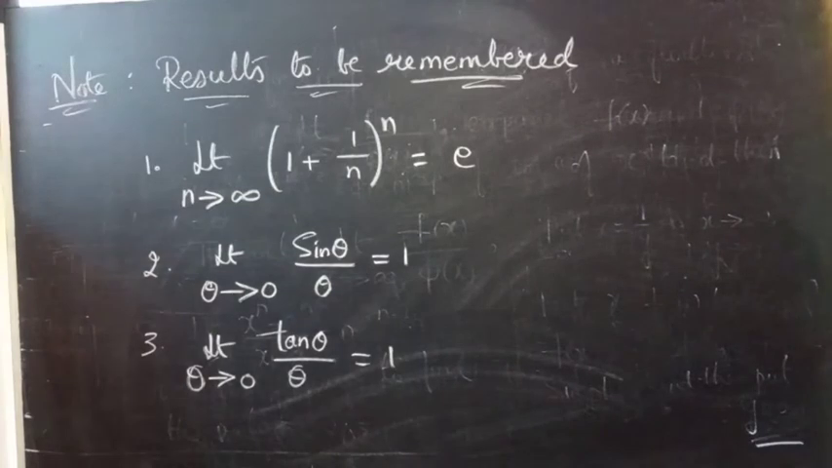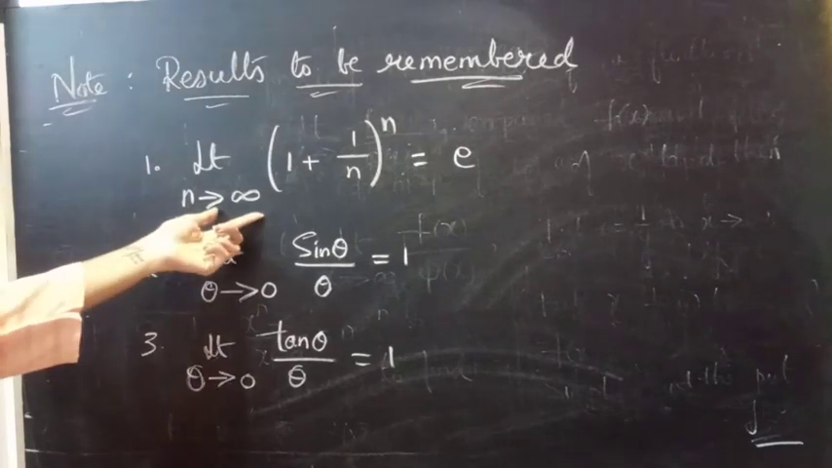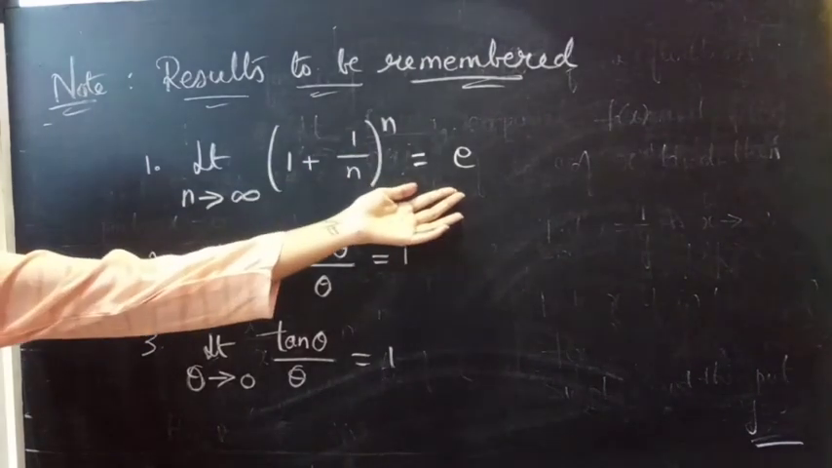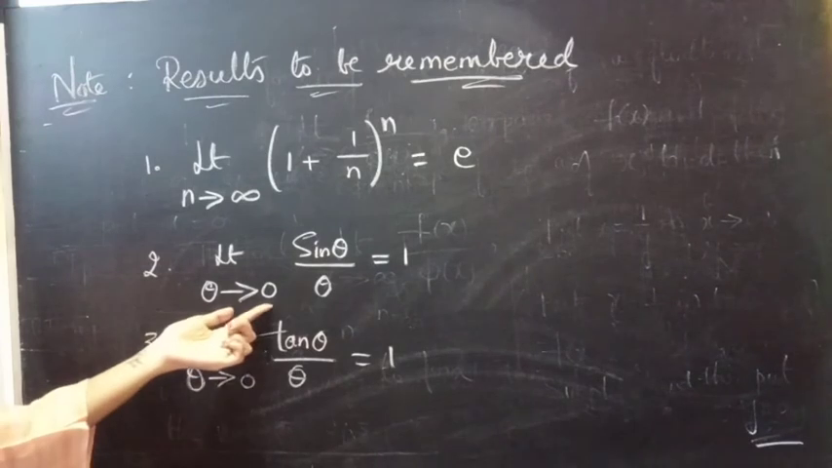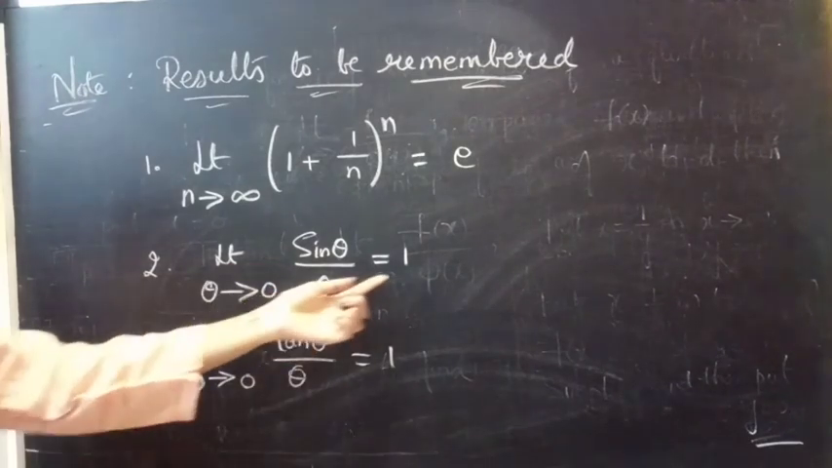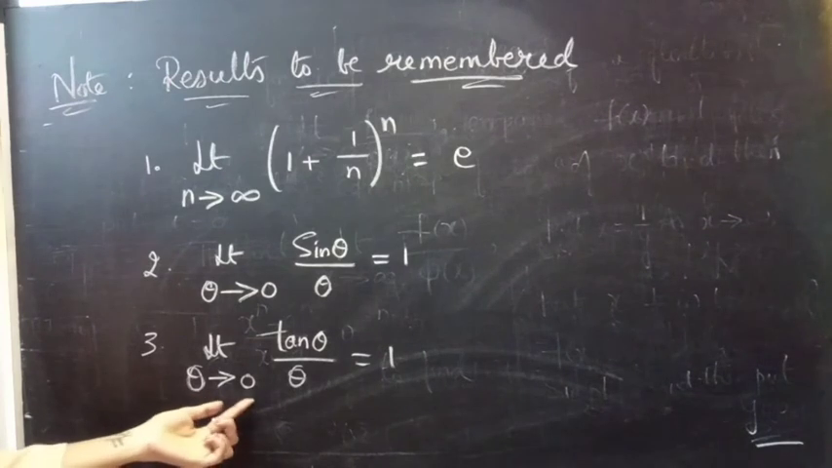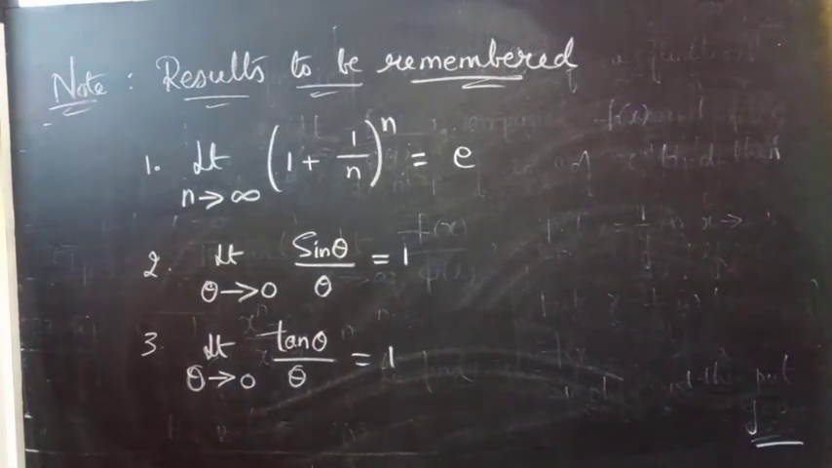A very important note. Here are the results to be remembered. First one, limit n tends to infinity 1 plus 1 by n whole power n equals to e. Next, limit theta tends to 0 sin theta by theta equals to 1. And limit as theta tends to 0 tan theta by theta is equals to 1.